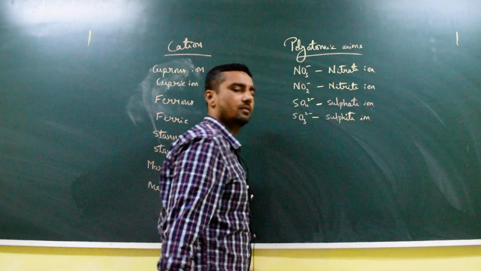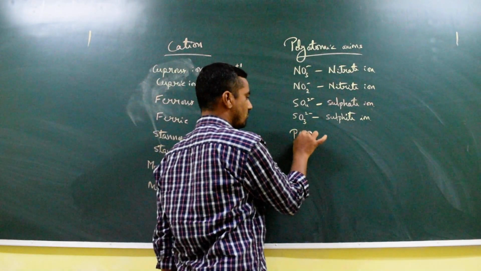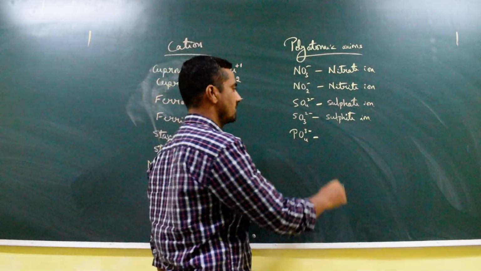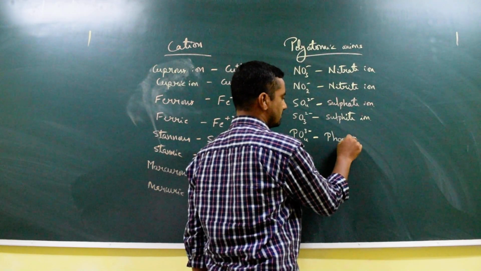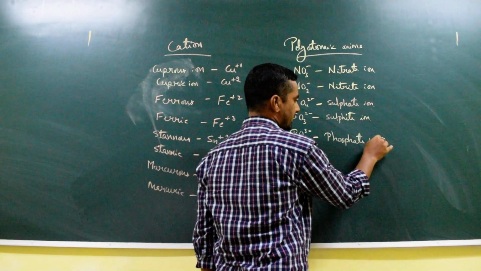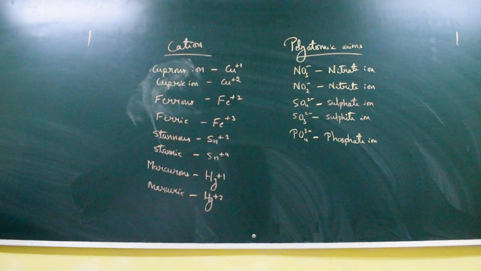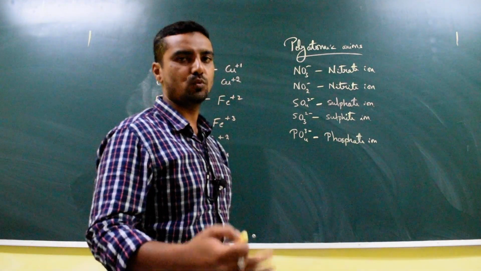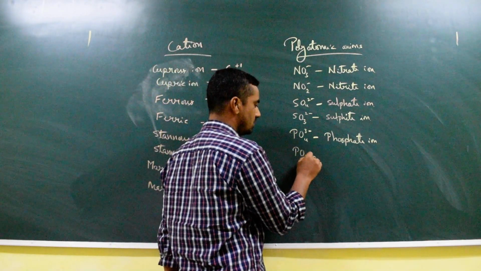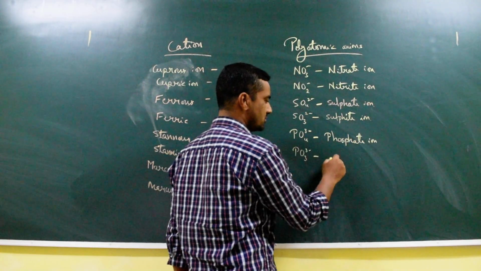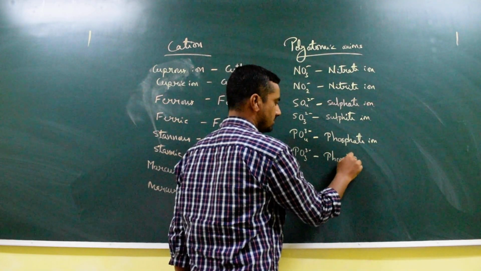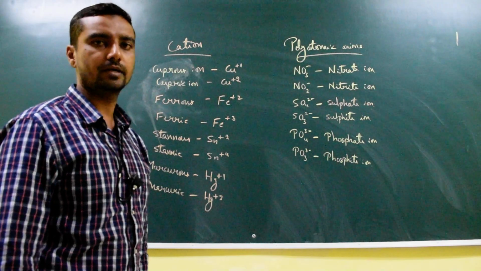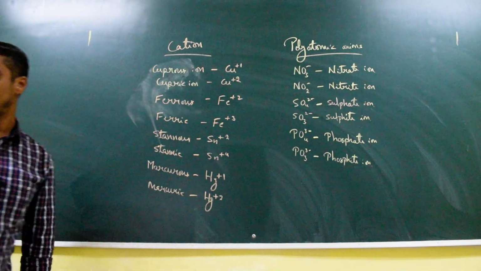Sulfite ion, right? Like that, if we go for PO4 3 minus, this is nothing but the phosphate ion. If I reduce one oxygen atom from the same thing, it becomes PO3 3 minus. So phosphate becomes phosphite ion, right? That is phosphite ion.